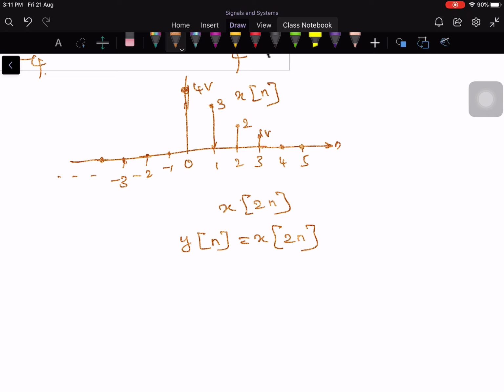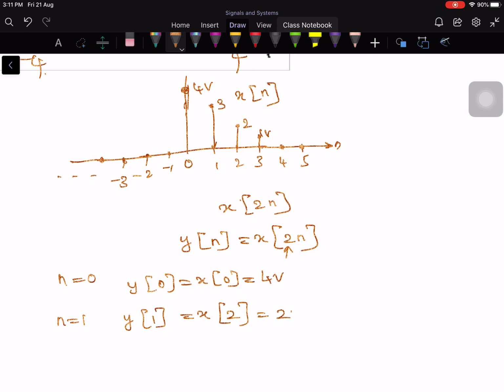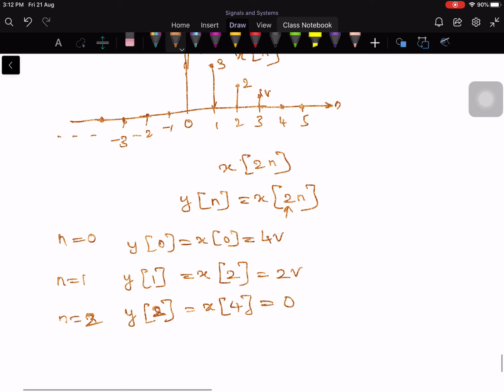Now substitute n equal to 0, then y of 0 is equal to x of 0, that is 4 volts. Now n is equal to 1, then y of 1 is equal to, now that is a beauty, 2 times 1, already there is a 2 sitting here, so x of 2. What is x of 2? x of 2 is 2 volts. Now y of 2 is x of 2 times 2, that is x of 4. What is x of 4? 0.